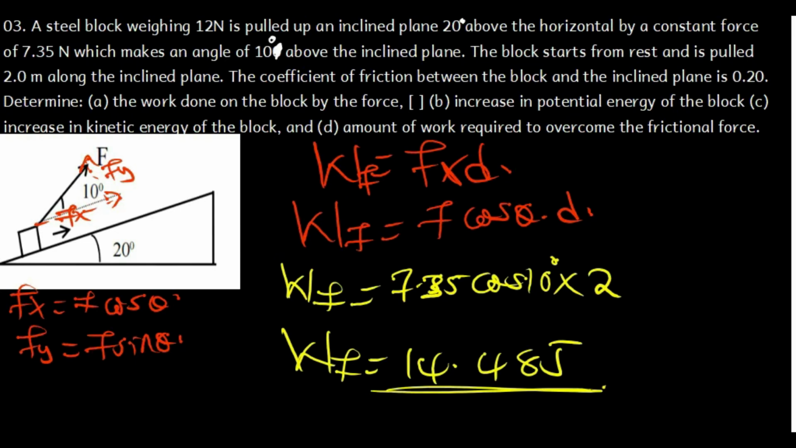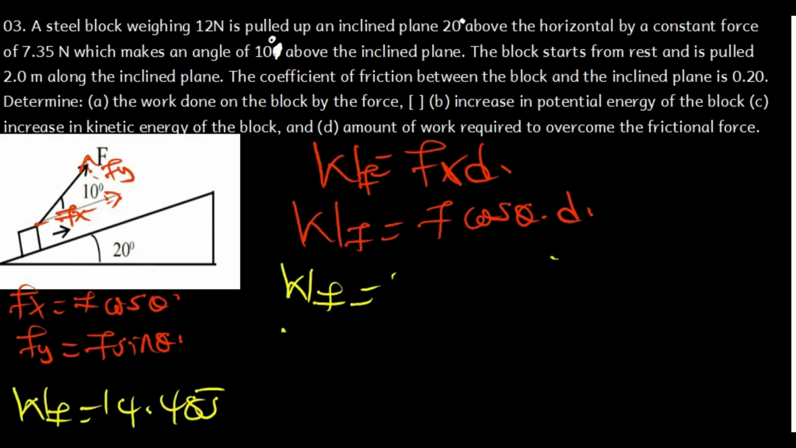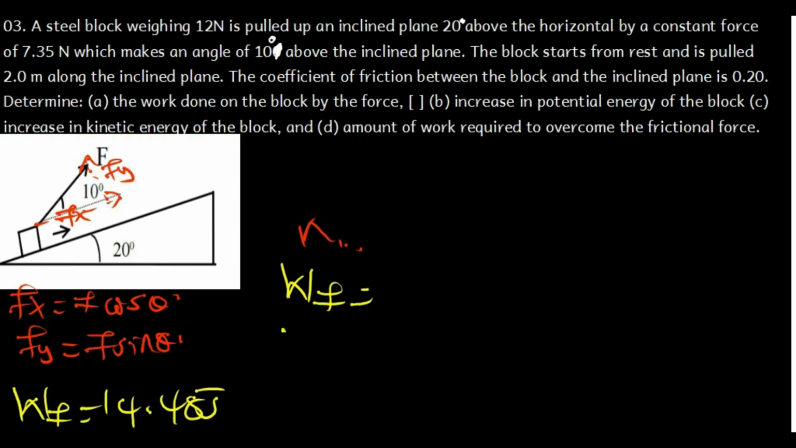I'm going to put it here: the work done by the force is 14.48 joules. Now we are done with part A. Let's go to part B. Part B is saying determine the increase in potential energy of the block. So how do we determine the increase in potential energy?